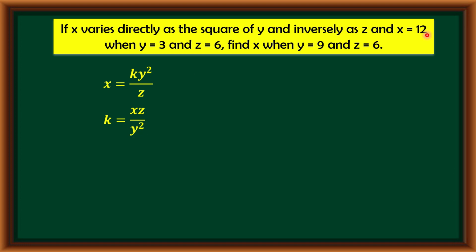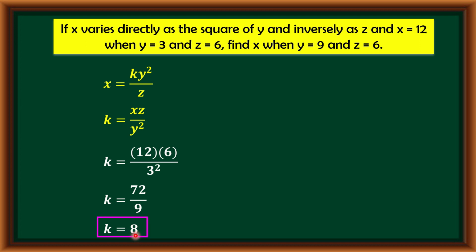Now, from our first given, it says x is equal to 12. Let us substitute it here. z is equal to 6, then substitute it here. And y is equal to 3, then substitute it also. So we have k is equal to 12 times 6 over 3 squared. And simplifying the numerator and denominator, we have 72 over 9. And 72 divided by 9 is equal to positive 8. And that is the value of our constant.